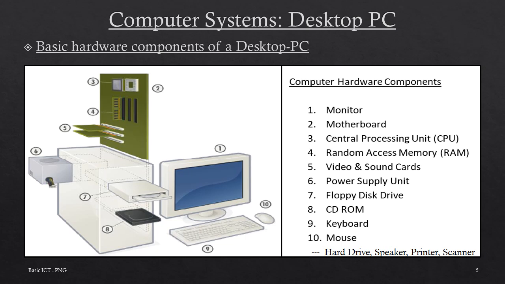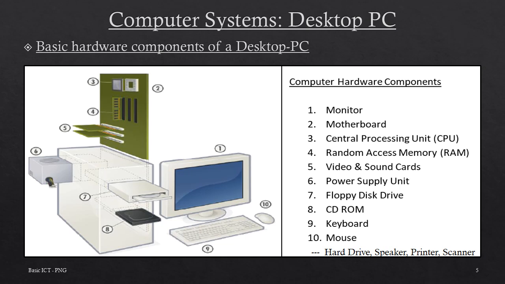Now let's look at the basic hardware components of a specific type of computer called a desktop PC, or desktop personal computer. Listed here are some of the major components of a desktop PC. Number one would be a monitor. Number two would be the motherboard. Number three, the central processing unit. Number four would be the RAM. The RAM is on the motherboard. CPU is also on the motherboard.